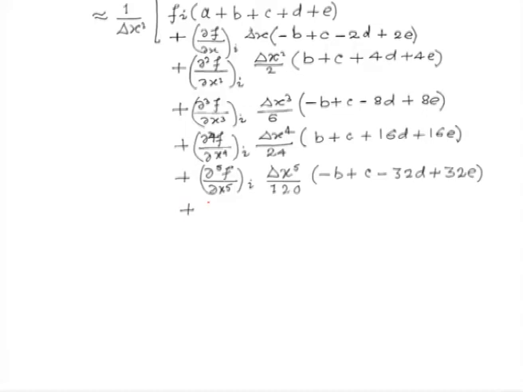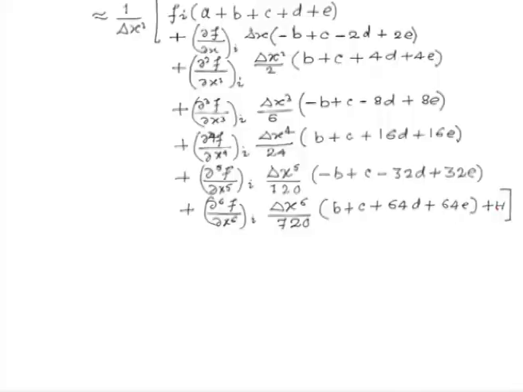Let's write one more term, del 6f over del x6 of fi, with common multiplier delta x to the power 6 divided by 720, times b plus c plus 64d plus 64e, and plus remaining higher order terms.